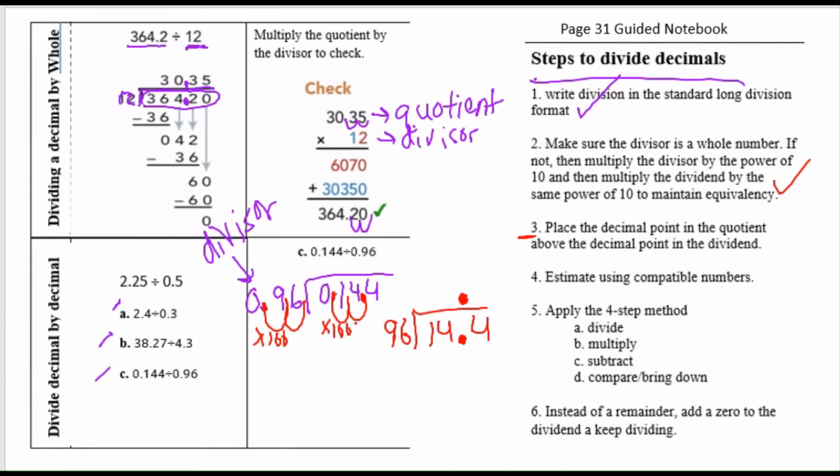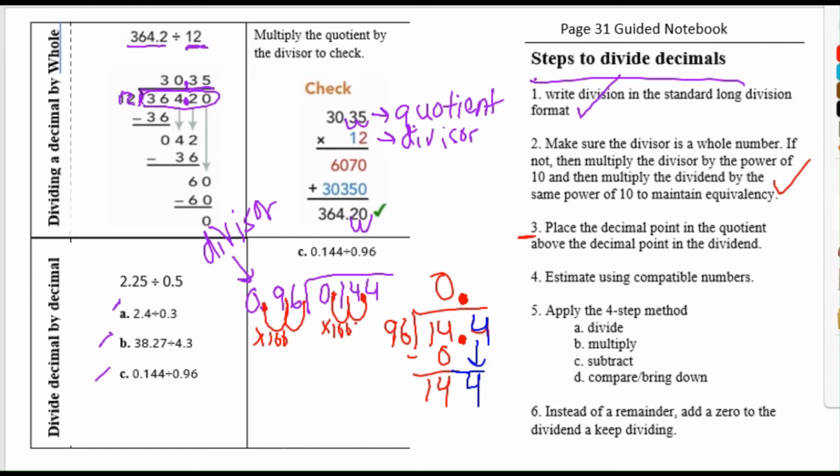So we want to apply the 4-step method. So we want to divide, multiply, subtract, and bring down. So 96 goes into 14 0 times. So 96 times 0 is 0, and then we subtract 0 from 14 to get 14. I'm going to bring down my next number, which is a 4.